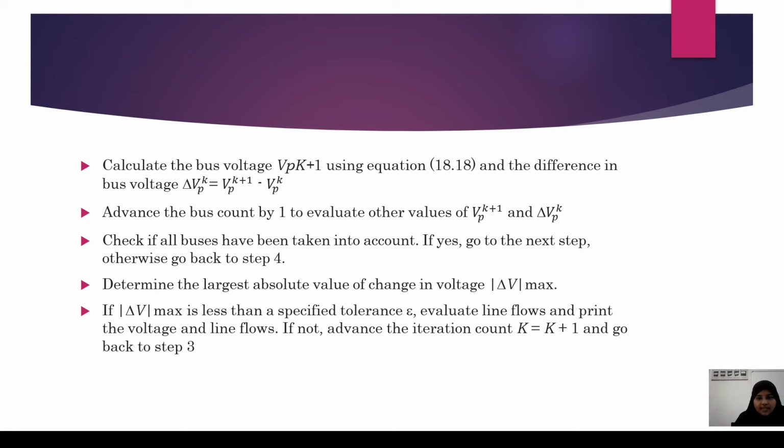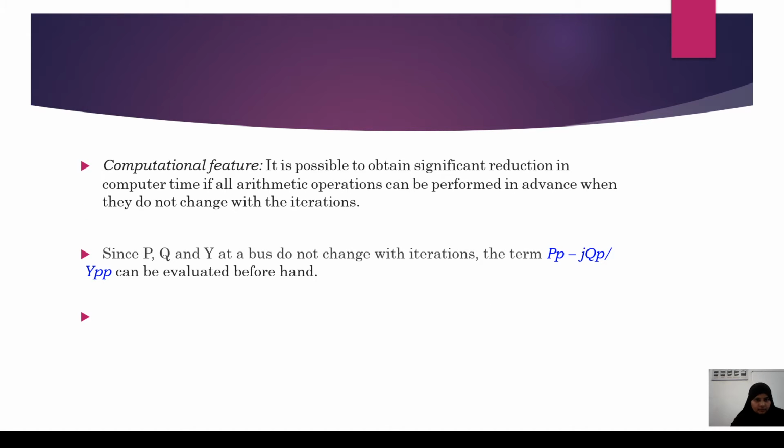Check if all the buses are taken into account. If yes, go to the next step, otherwise go back to the fourth step. Determine the largest absolute value of change in voltage, that is mod of delta V max. If mod delta V max is less than the specified tolerance epsilon, evaluate line flows and print the voltages and line flows. If not, advance the iteration count K equal to K plus 1 and go back to step 3.